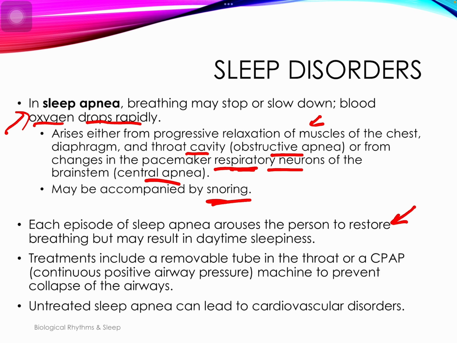Now, every time the person falls asleep, they have to basically wake back up to breathe, and that can cause fragmented sleep throughout the night. So there is a particular treatment. There's some that are more invasive than others, some that have, for example, a removable tube, some with CPAP, which I've described before, basically to prevent the collapse of airways. You can also have surgeries that can help with that as well, especially if it's an anatomical issue.